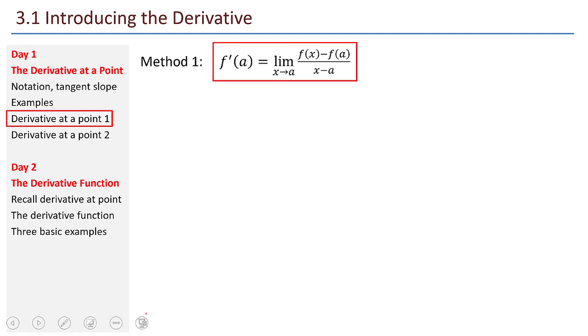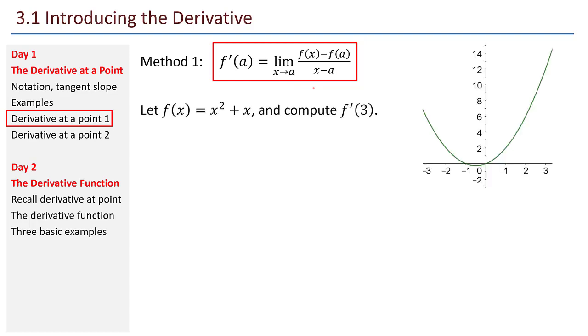So here is our formula for method number 1. f prime of a equals the limit as x approaches a of f of x minus f of a over x minus a. Let's use that formula and apply it to the function f of x equals x squared plus x, and we'll compute f prime of 3.